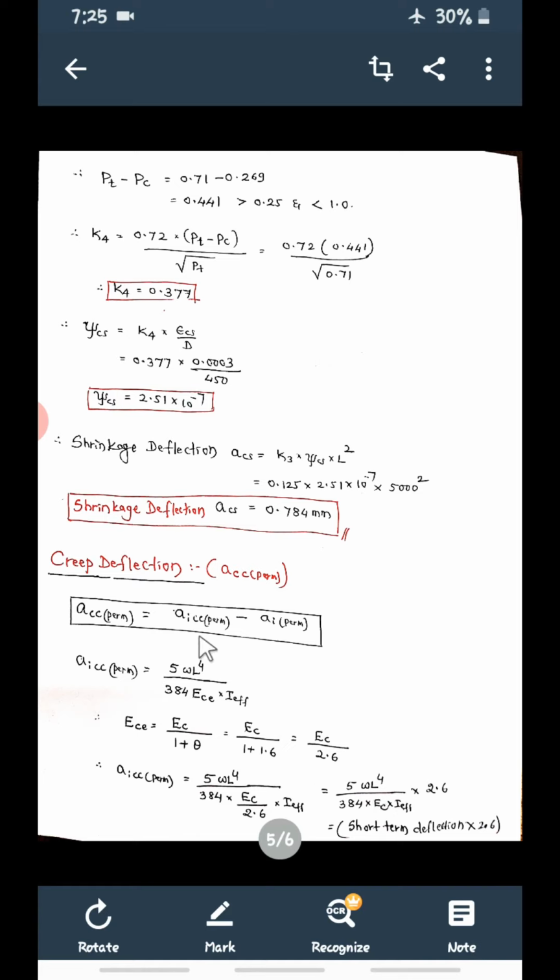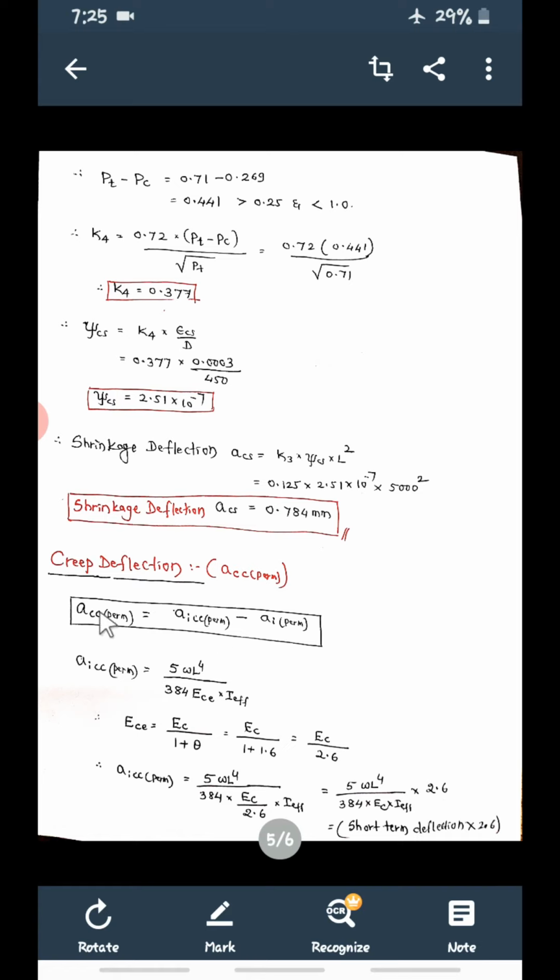So what do you have to do for this? The short term deflection we have already calculated. Multiply it by 2.6, because the rest remains constant. Always remember, when you are calculating this, whatever short term deflection we have already calculated, multiply it by 2.6. That will give this value.